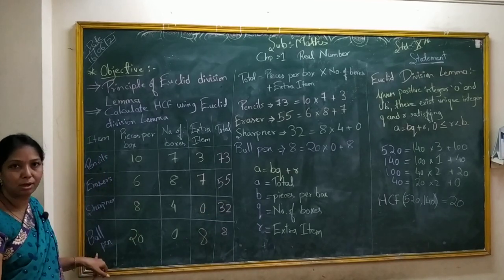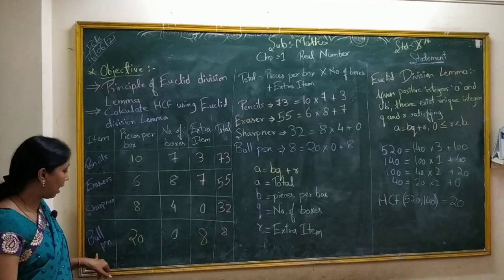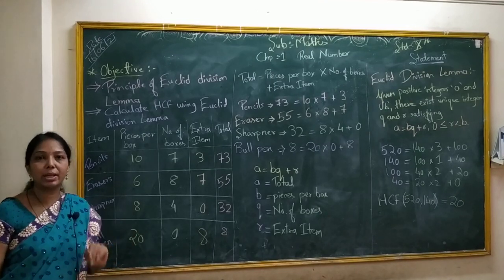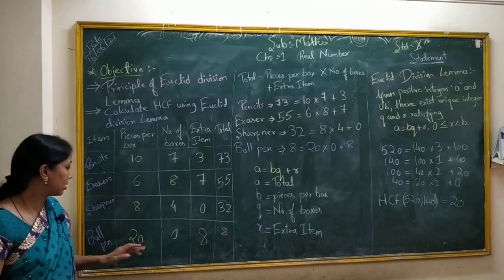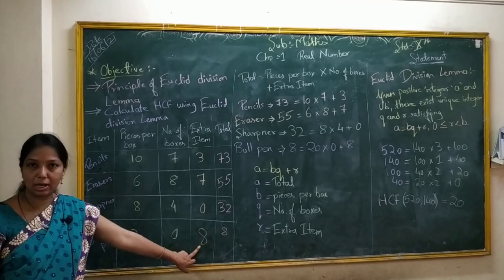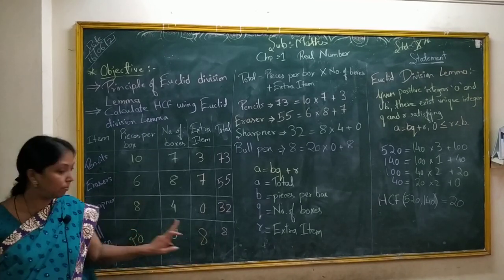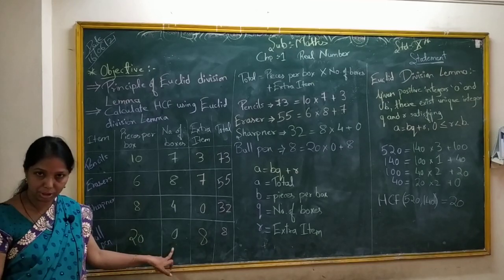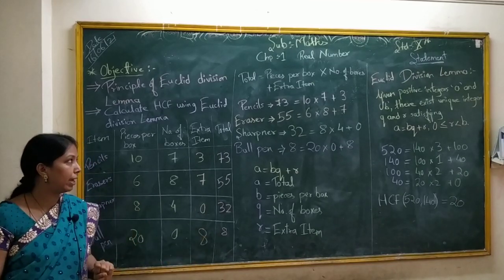Now last, the ball pen. He has boxes containing 20 pens each, but at present he does not have a single box. He has 8 extra ball pens. So the total becomes 20 into 0, 0, plus 8, that is 8.